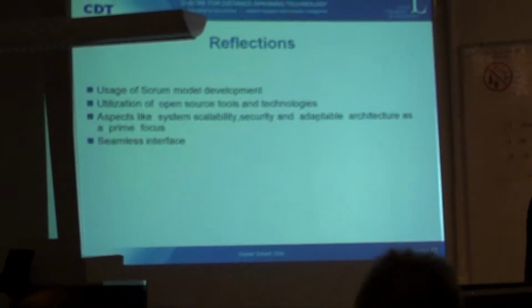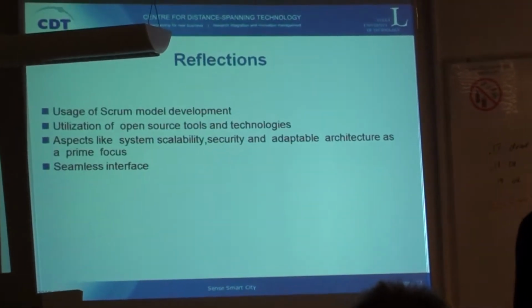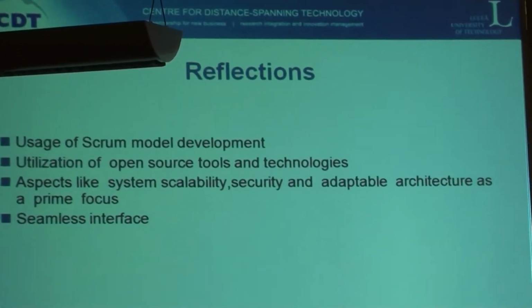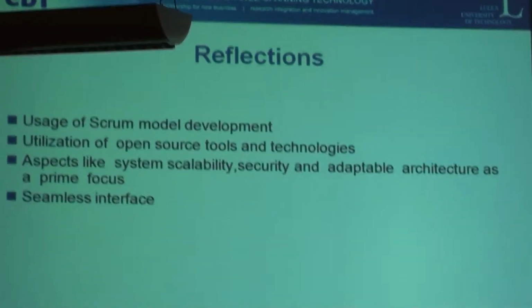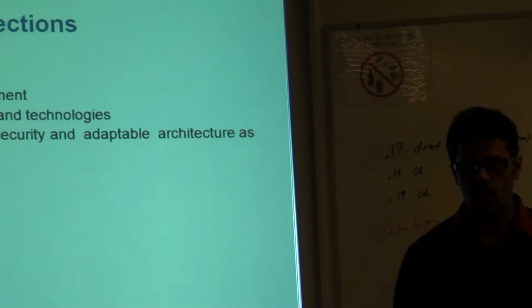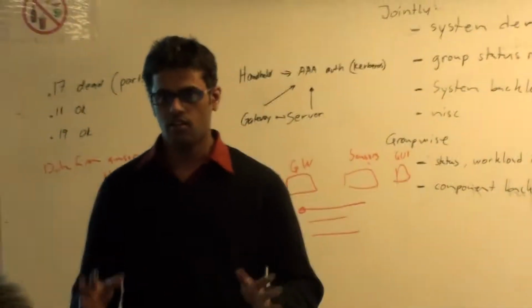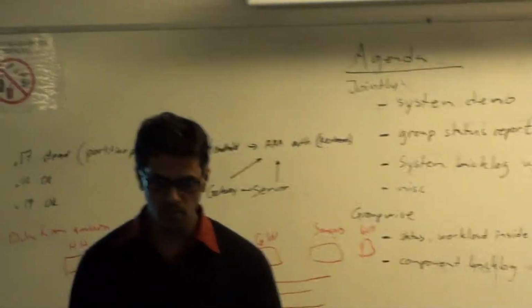Then, when we come to the project reflection, we see that we have made use of the Scrum model, and for this project we have made use of open source tools and technologies. Aspects like scalability and security, and an architecture that is adaptable to future innovation and future services, have been taken care of. Seamless interfaces have been implemented.